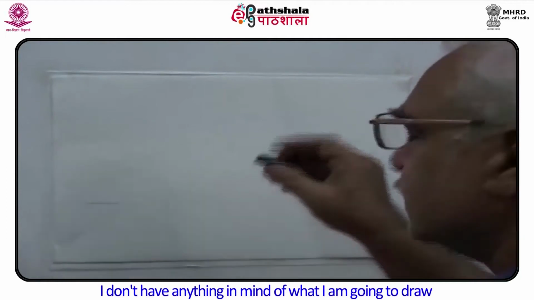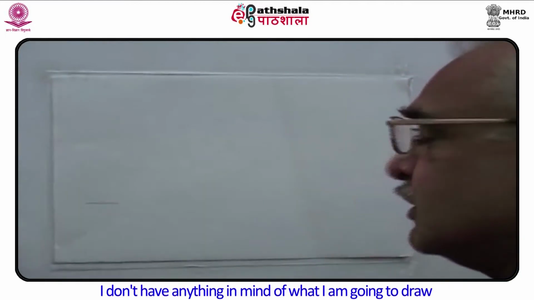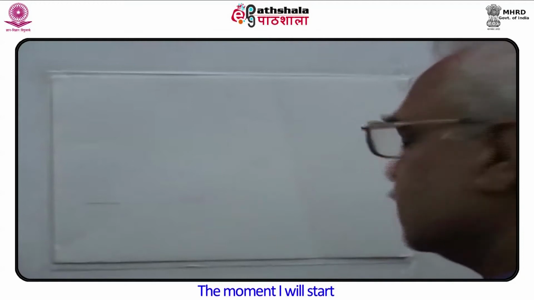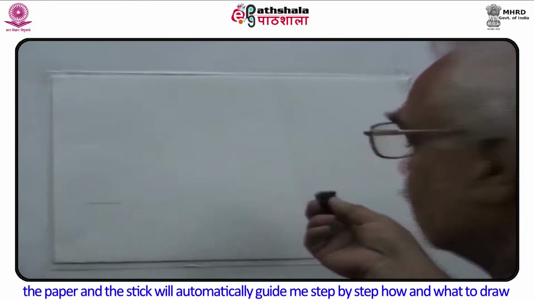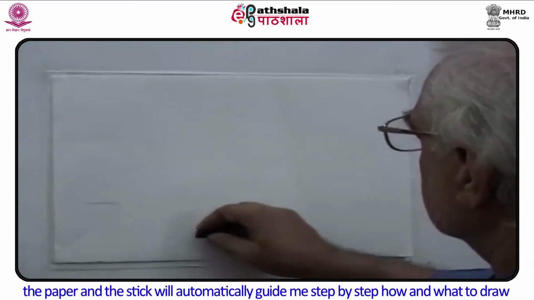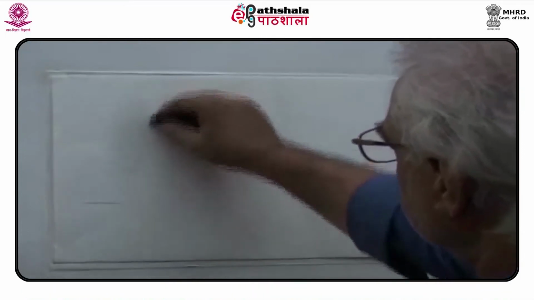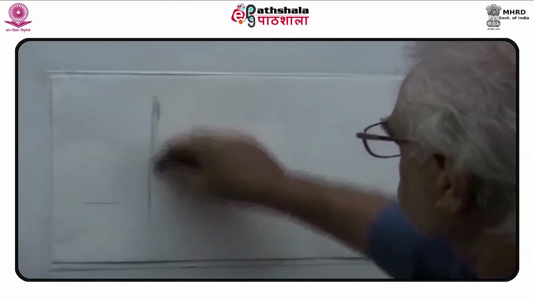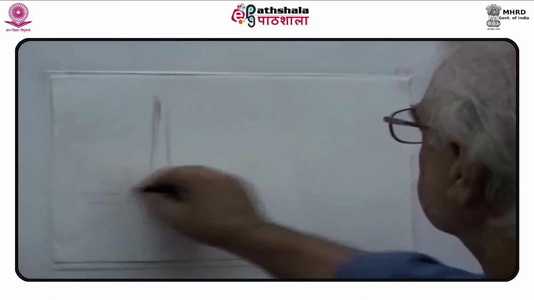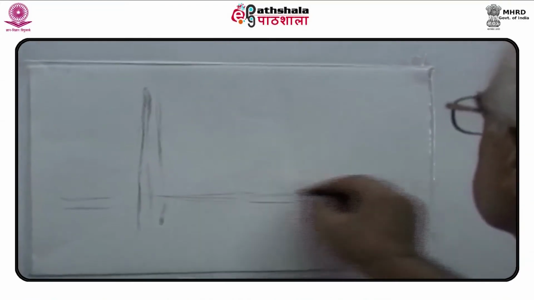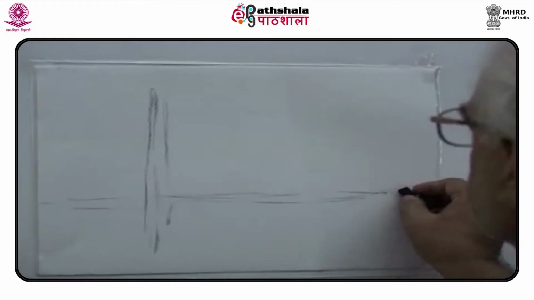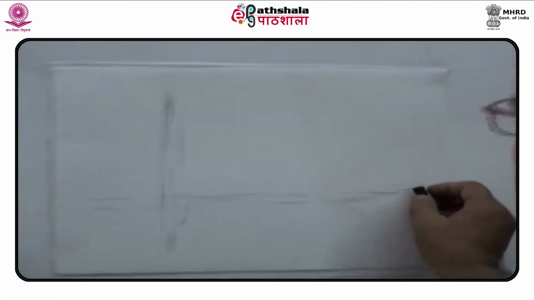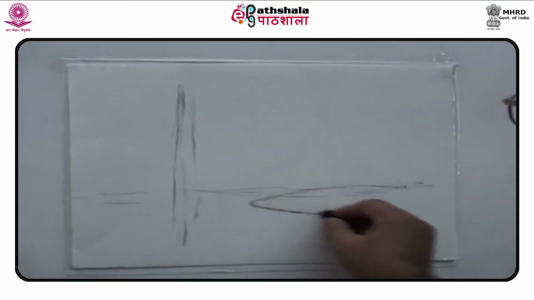I don't have anything in mind of what I am going to draw. The moment I will start, the paper and the stick will automatically guide me step by step how and what to draw. Make a tree first over the horizon. From horizon line, a small curve can make a road. The inner vision expresses the idea and gives shape to the imaginary dialogue.